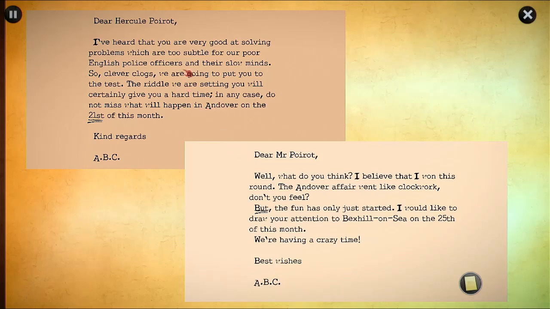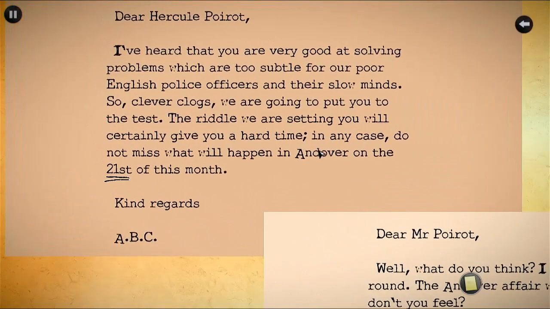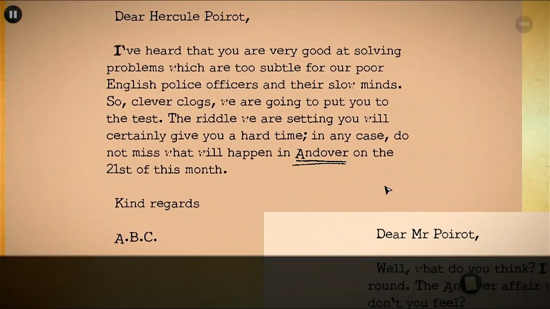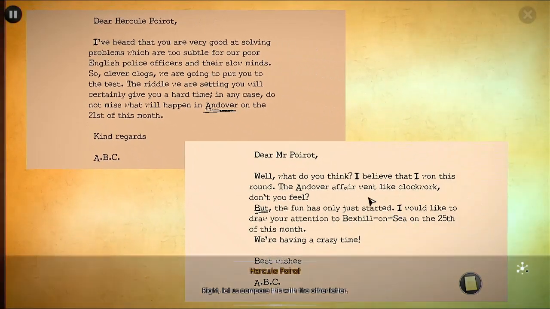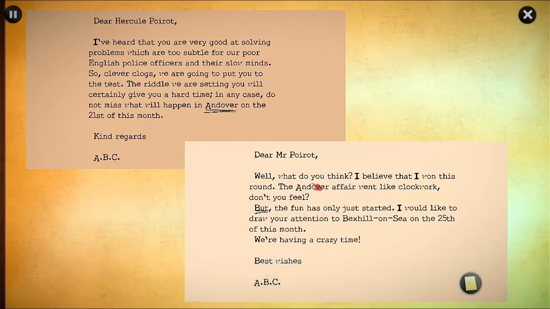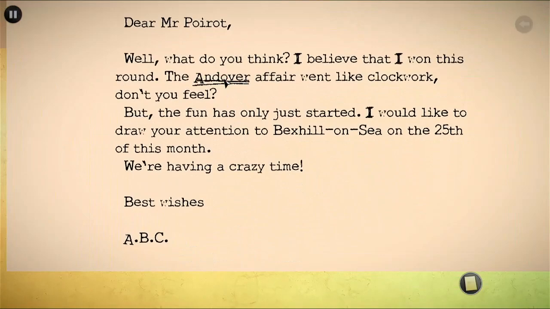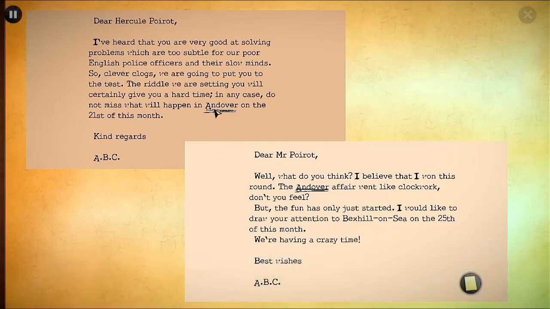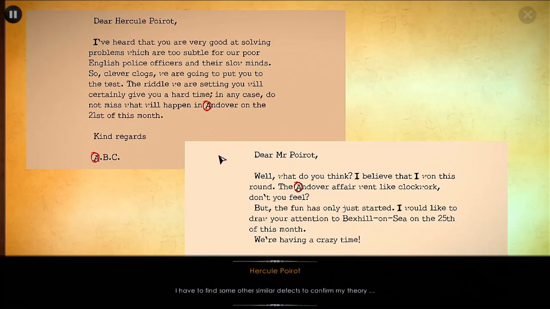Let's have a look. So, let's click this one. Let us compare this with the other letter. Click on this one. That's right. The A characters in the two letters do indeed have the same defects. I have to find some other similar defects to confirm my theory.